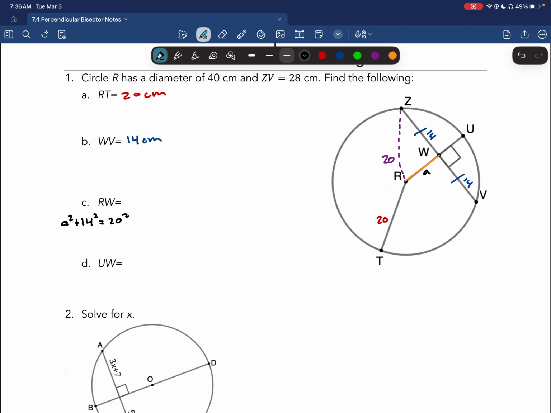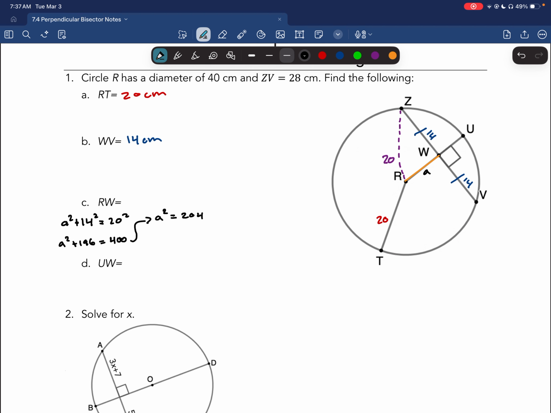Okay, and now we can just solve for A. So I've got A squared plus 14 squared is 196. And then 20 squared is 400. Okay. Then, to get A squared by itself, I've got to subtract this 196 from both sides. It's going to leave me with A squared is equal to 204.